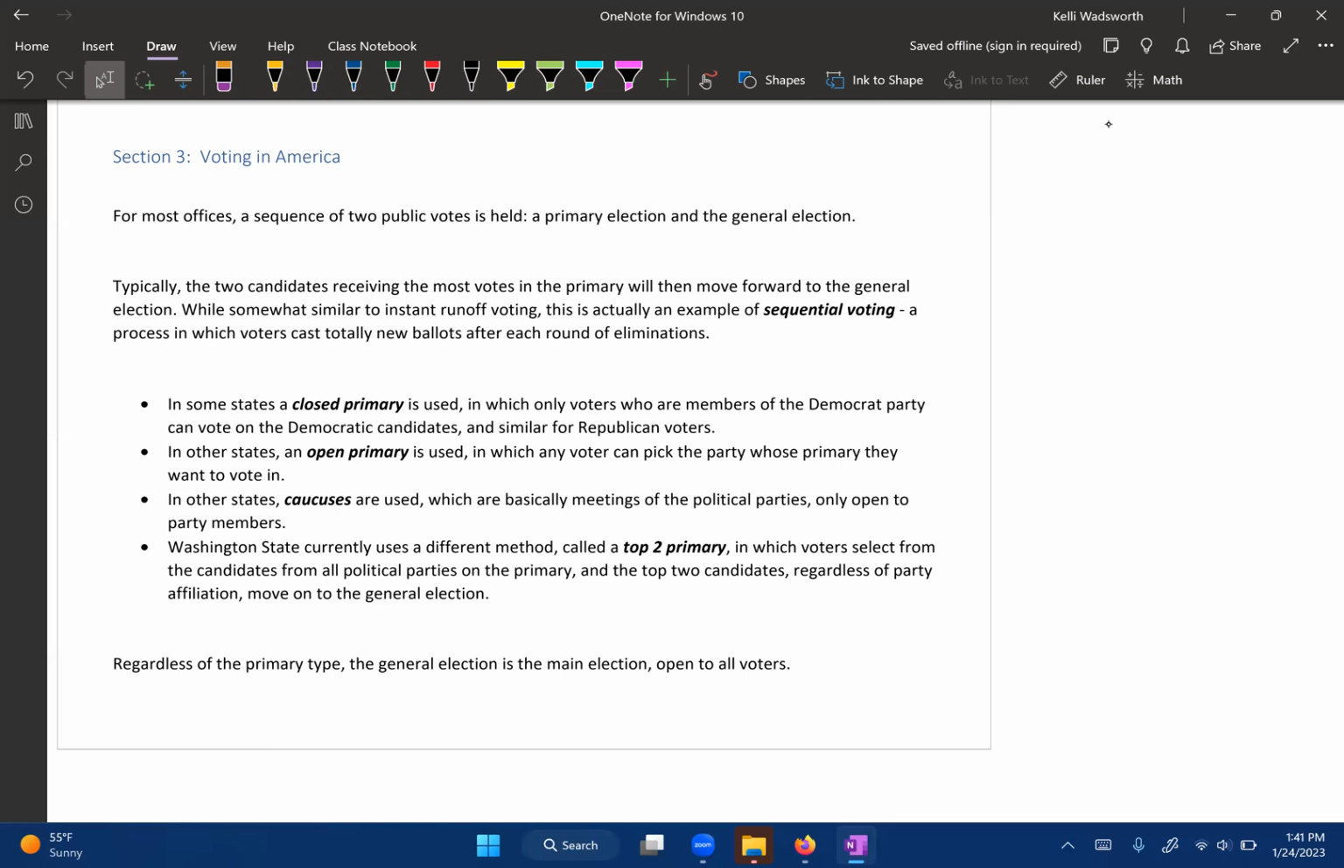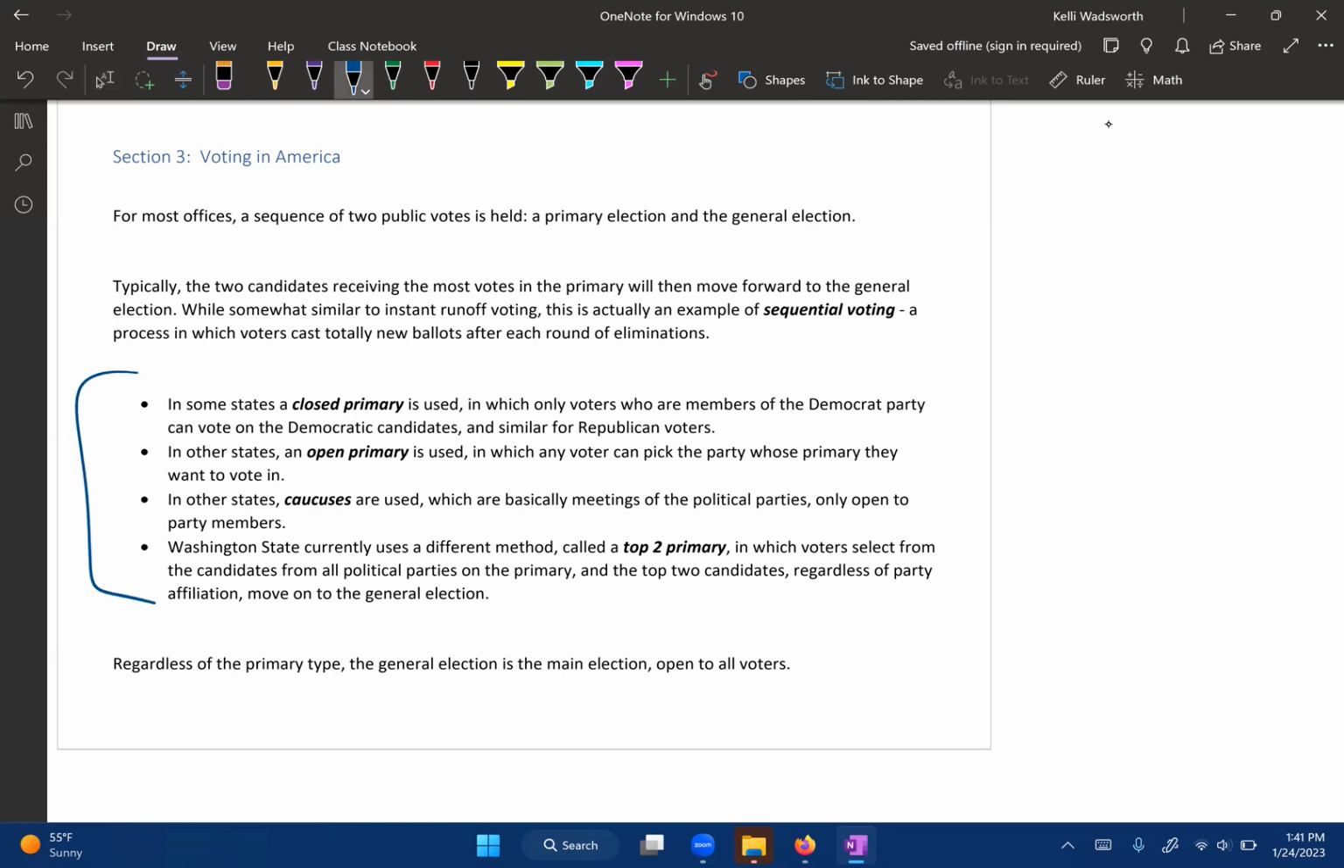So you can read what's here, and this is also in the book. It's kind of like instant runoff, but more like sequential, because you do one election to eliminate some people, and then you do another election. And here's some interesting information about primaries.